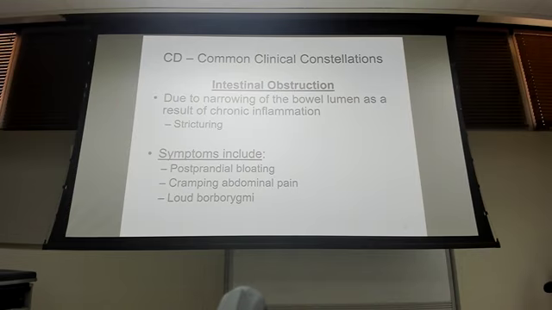So some of those complications can lead to fibrotic strictures, which narrow the inside of the lumen of the GI tract. So you can get an obstruction from Crohn's. So how will that present? It'll be postprandial bloating, crampy abdominal pain. You'll have those borborygmi, the loud bowel sounds. So kind of vague, right? But you can get intestinal obstructions, and when you do, you start getting the bloating after you eat, then crampy abdominal pain, and those loud abdominal sounds.